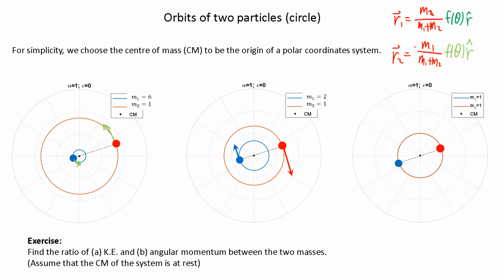Here's a small exercise for you, 1 or 2 minutes. Can you find the ratio of the kinetic energy for the two particles? Given M1 and M2, I expect you to express the answer in terms of the mass ratio.